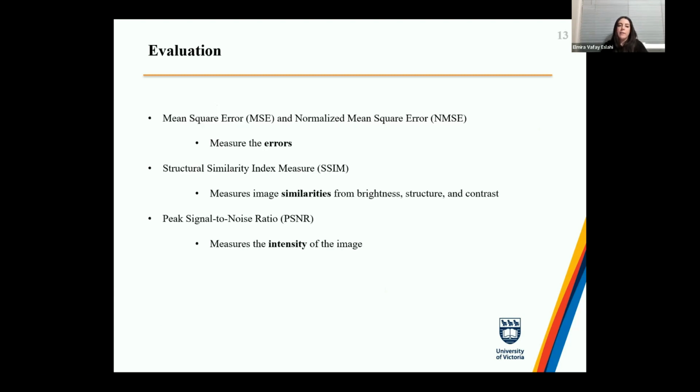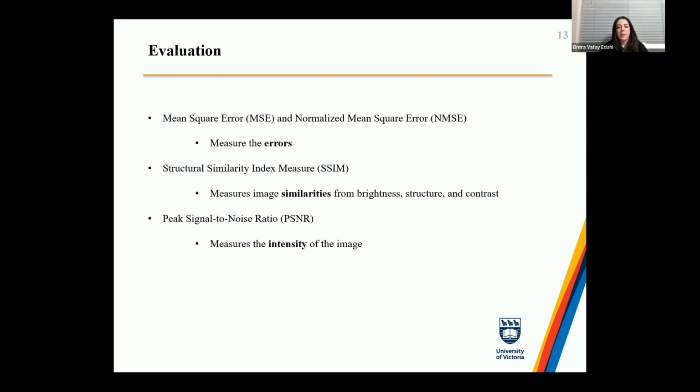So for evaluation, we use 4 metrics: mean square error, or MSE, and normalized mean square error, or NMSE, which measure the errors. So it is clear that for the error, we need a lower value. So the lower the value, the better the result and the better the quality of the image.